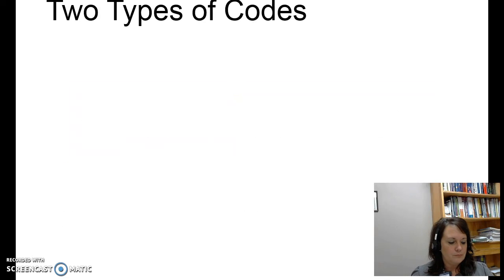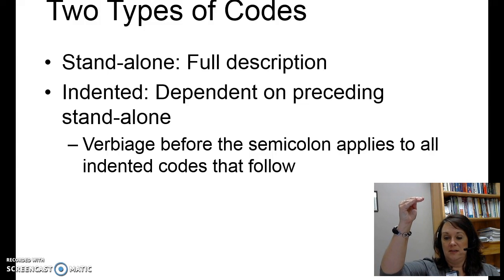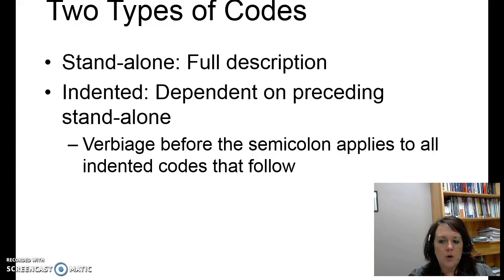In CPT, we do. There are two types of codes, and this is how you read CPT. You can have standalone codes or indented codes. Standalone codes are left justified. They're going to be all the way over left justified on your column. They give you a full description of the procedure, and you read the whole thing. Then you have codes underneath those that are indented. If they're indented, it means they're dependent on that preceding standalone code from up above, the last left justified one up there. So any verbiage before the semicolon applies to all the indented codes that follow.